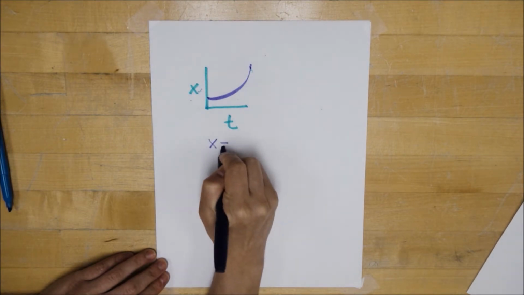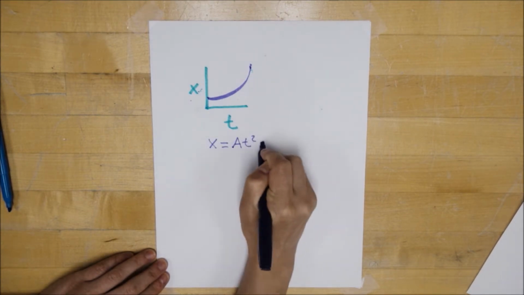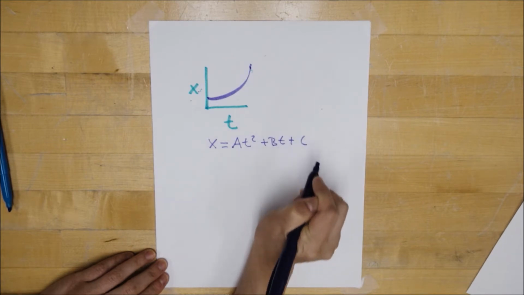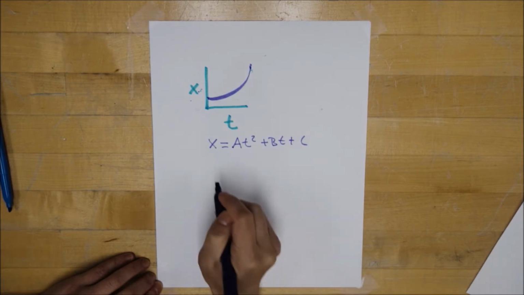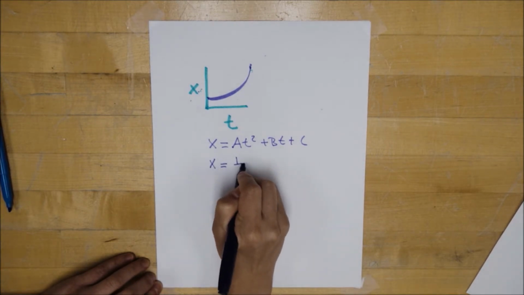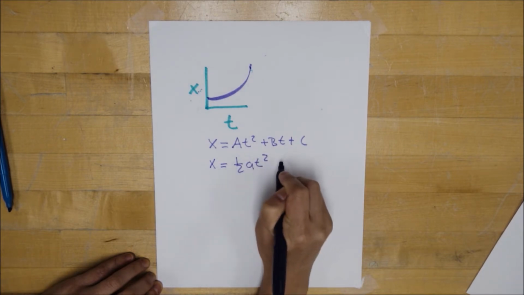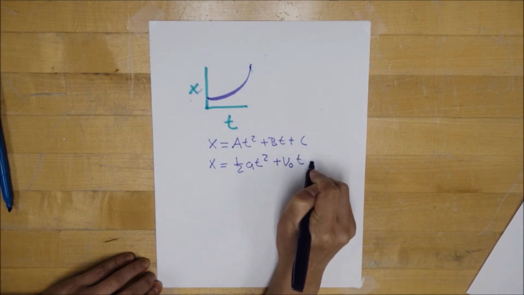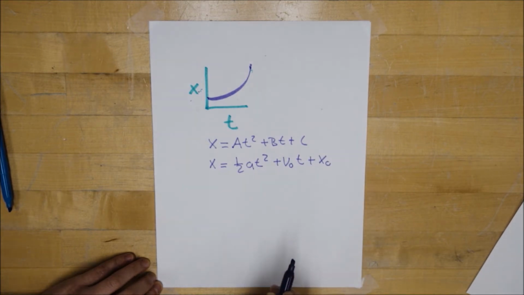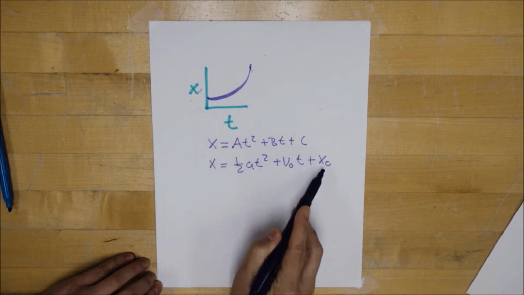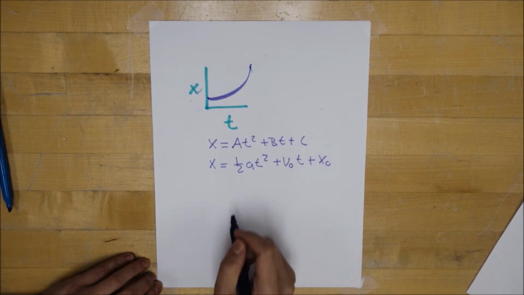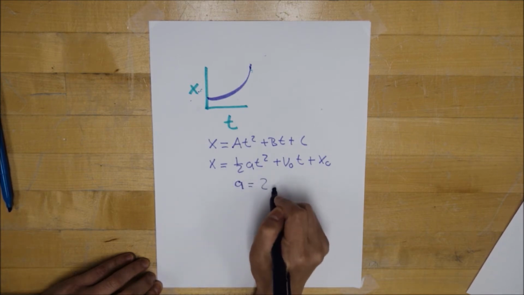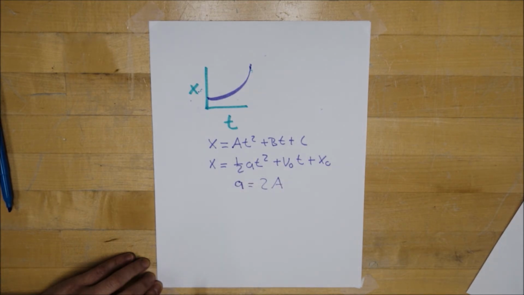So in Logger Pro, that is x = At² + Bt + C. And if we want to think about the equation of motion that this corresponds to, well, that is just position is equal to 1/2 acceleration times time squared plus initial velocity times time plus our initial position. So we can see how these coefficients here correspond to these variables. So here, how do we find acceleration? That's right, acceleration is just equal to 2 times the coefficient capital A.